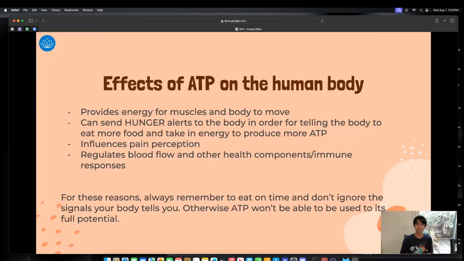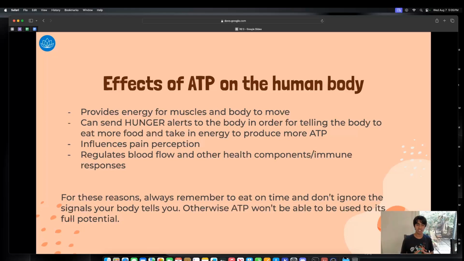And here are effects of ATP on the human body. So it provides energy for muscles in the body to move. It can send hunger alerts to the body in order for telling the body to eat more and take in energy to produce more ATP. Influences pain perception, regulates the blood flow and other health components and immune responses.